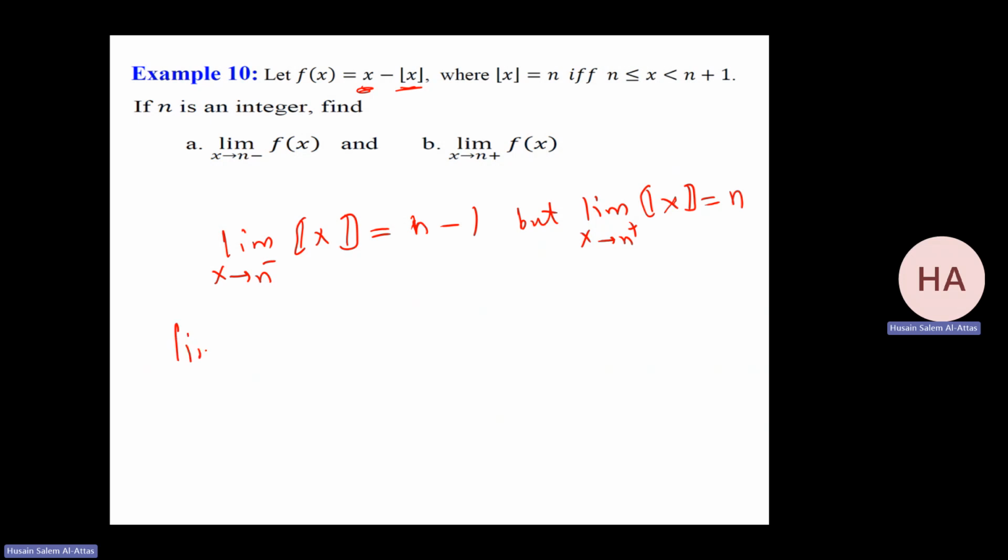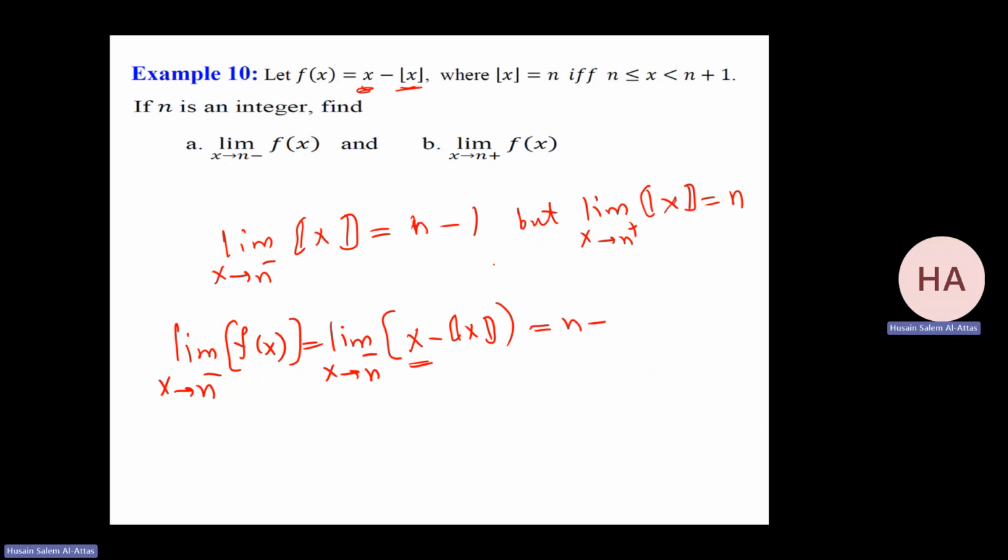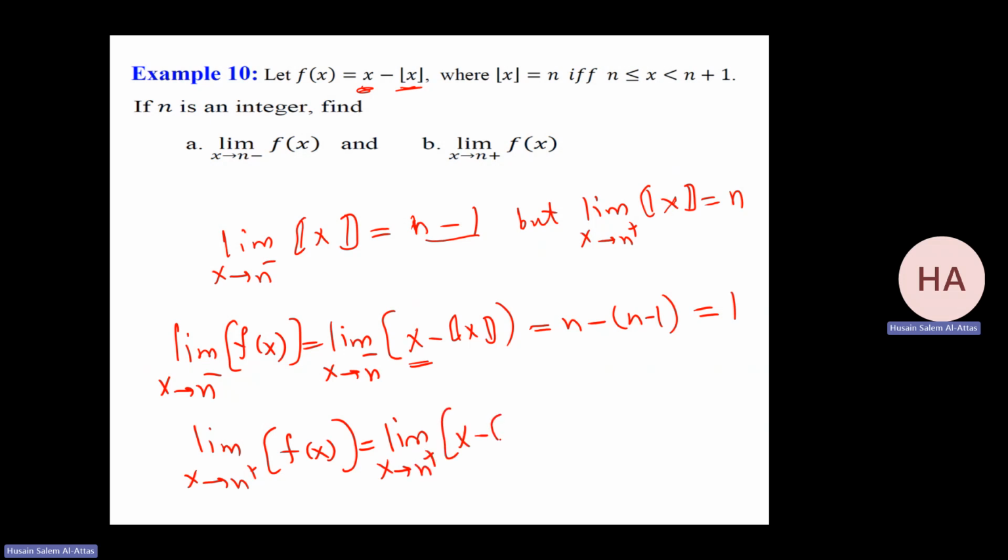So what will be the limit as x goes to n from the left for f of x, which is the limit as x goes to n from the left for x minus the greatest integer of x? This is just x, just a value, so this will be n, but the greatest integer gives me n minus 1. So the answer is 1. Now what is the limit as x goes to n from the right of f of x? That will be the limit as x goes to n from the right of x minus the greatest integer of x. That will be n minus, what is this? n. We did it before. So the answer is 0.